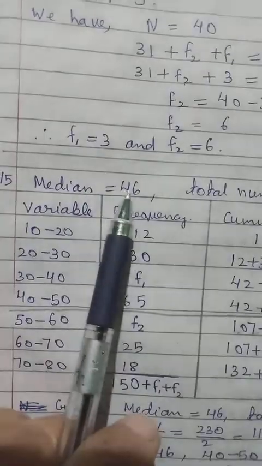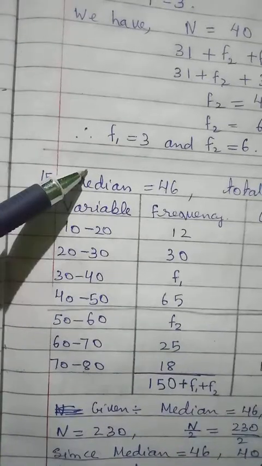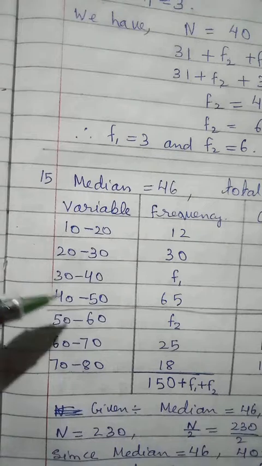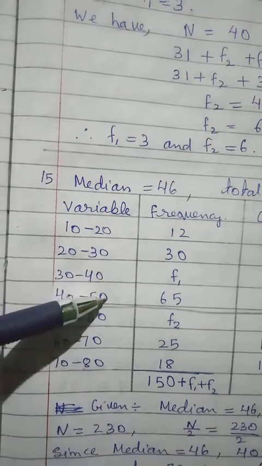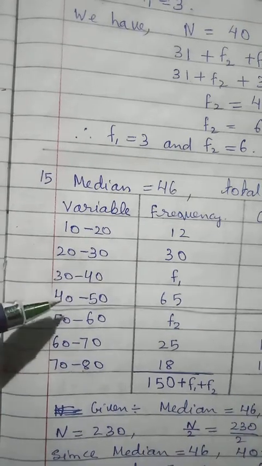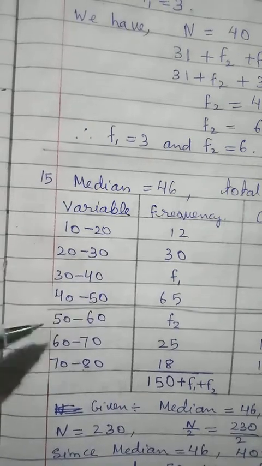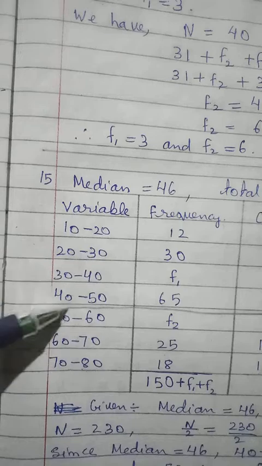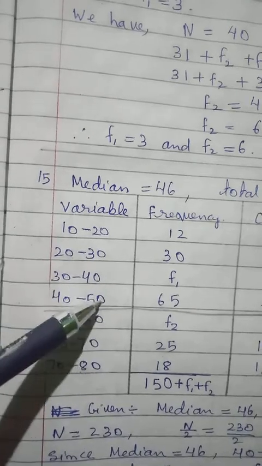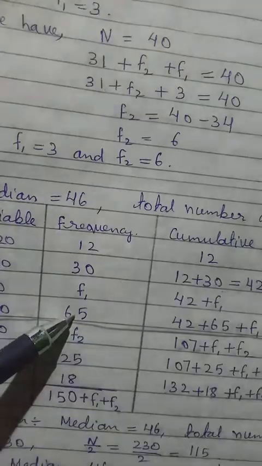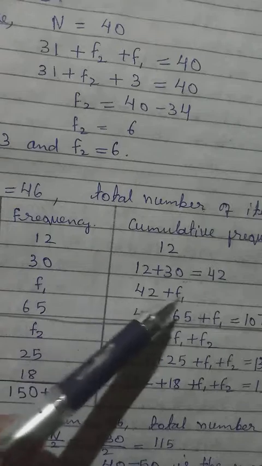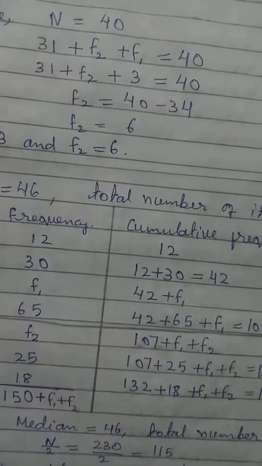The median is already given as 46. So check from the class intervals where you will get 46. 46 we get between 40 and 50. So that's why this is the median class. If this is the median class, L will be 40, H will be 50 minus 40, F will be 65, C will be the cumulative frequency before, that is 42 plus F1.